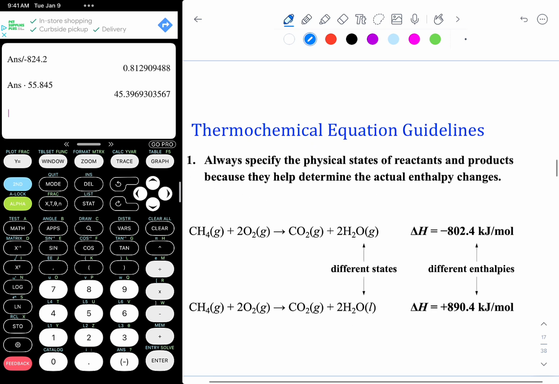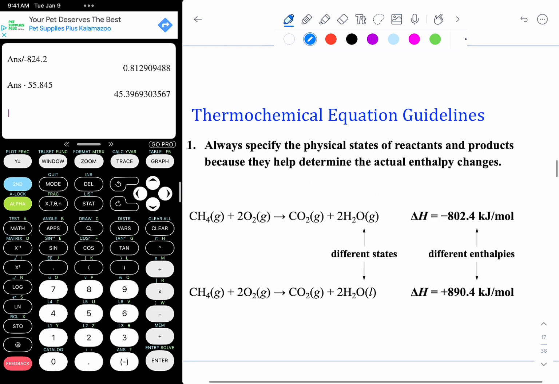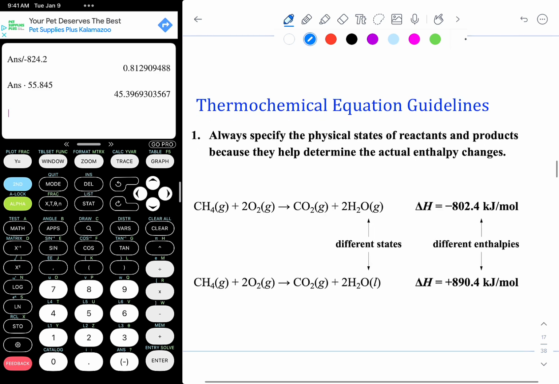So when we're looking at these thermochemical equations, we have some guidelines that we want to follow, some of which we already talked about. The first thing we want to make sure we follow is to always specify the physical state of our products and our reactants, because they are going to help determine the actual enthalpy changes when we go on and learn how to find that delta H value.